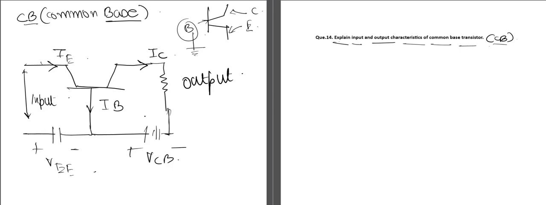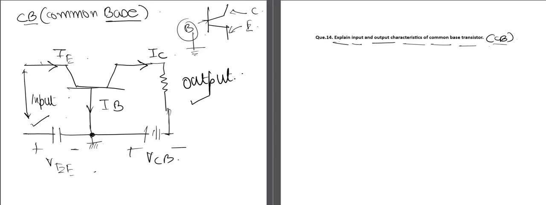So what happens in the CB mode transistor? The base terminal is taken as common for both the input and the output, or the base terminal is connected to the ground. This point is connected to a ground, and this point is common for both the input portion and the output portion. This is the principle of the common base mode transistor.